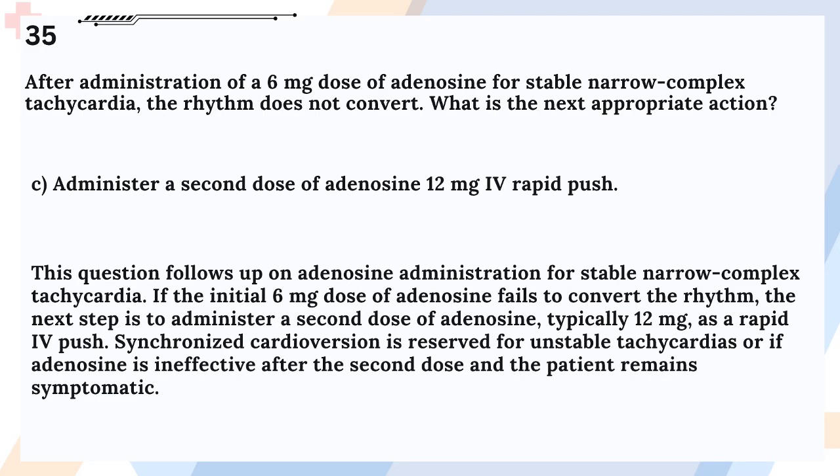Answer C. Administer a second dose of adenosine 12 mg for rapid push. This question follows up on adenosine administration for stable narrow complex tachycardia. If the initial 6 mg dose of adenosine fails to convert the rhythm, the next step is to administer a second dose of adenosine, typically 12 mg, as a rapid push. Synchronized cardioversion is reserved for unstable tachycardias or if adenosine is ineffective after the second dose and the patient remains symptomatic.